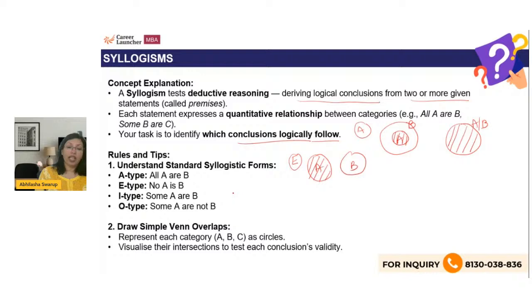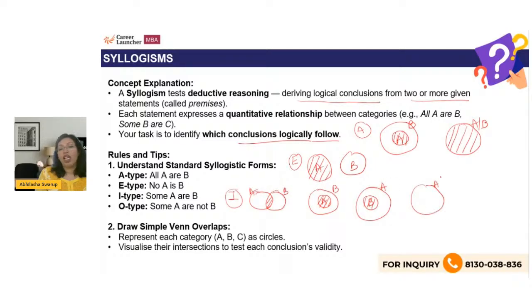Then the I type, guys, will have four different forms. The first and the most common I type diagram is this, which is A, this is B, and this is the overlapping portion. Then you could also have this, where A is the overlapping portion. You could also have this, where B is the overlapping portion. And then you could finally have A or B totally overlapping, in which case this would be the diagram.